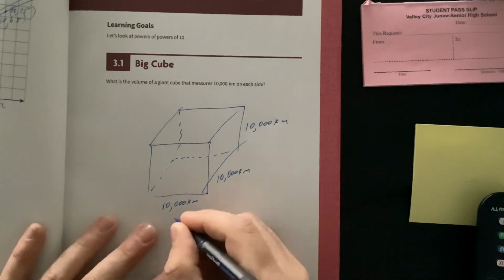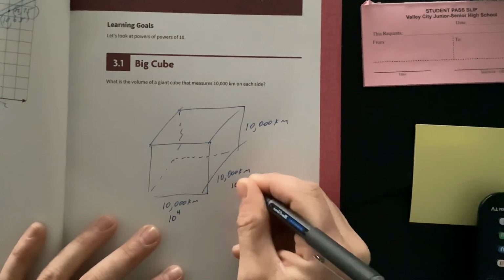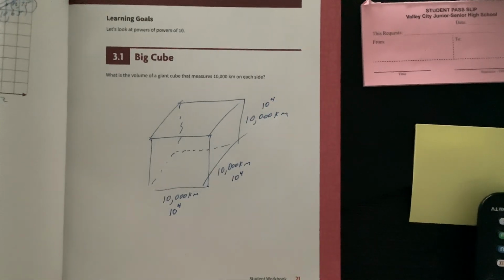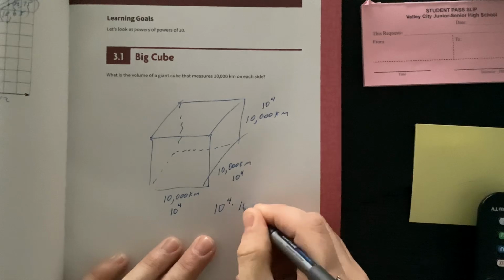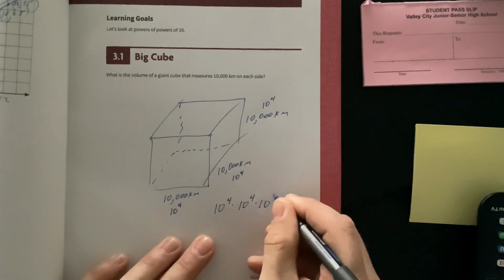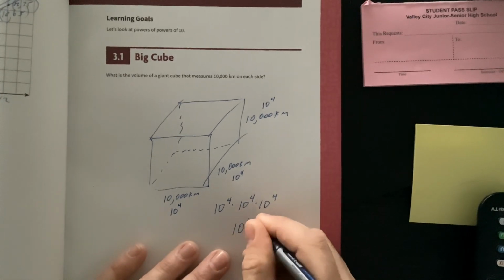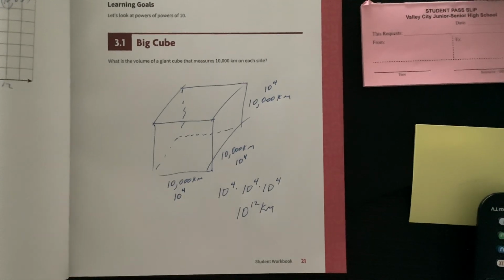Now what's nice is if you can put those in scientific notation, they are all 10 to the fourth. That means the same thing. So as we talked about yesterday, 10 to the fourth times 10 to the fourth times 10 to the fourth is 10 to the 12th. And that's a lot easier than multiplying 10,000 times 10,000 times 10,000.